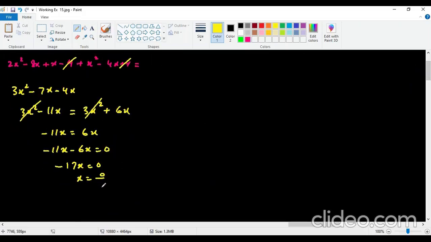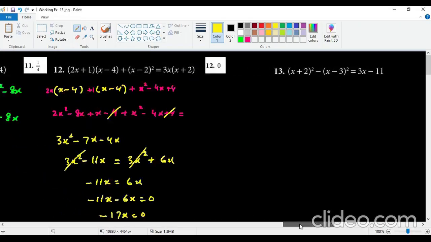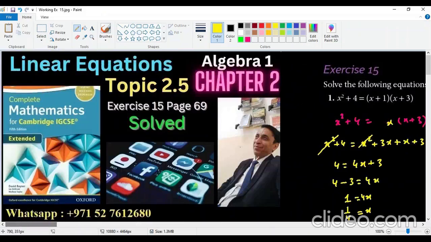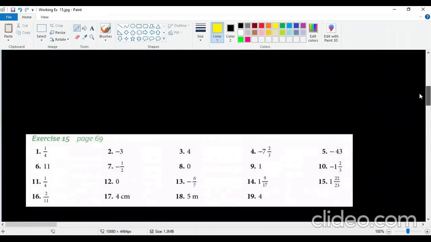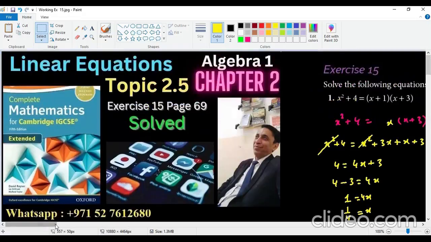So finally the answer is 0. Moving on to the next question, which is question number 13. And let's see what the answer for 13 and 14 is. We'll just bring those 13 and 14 over here just for reference. And let's see 15 also.